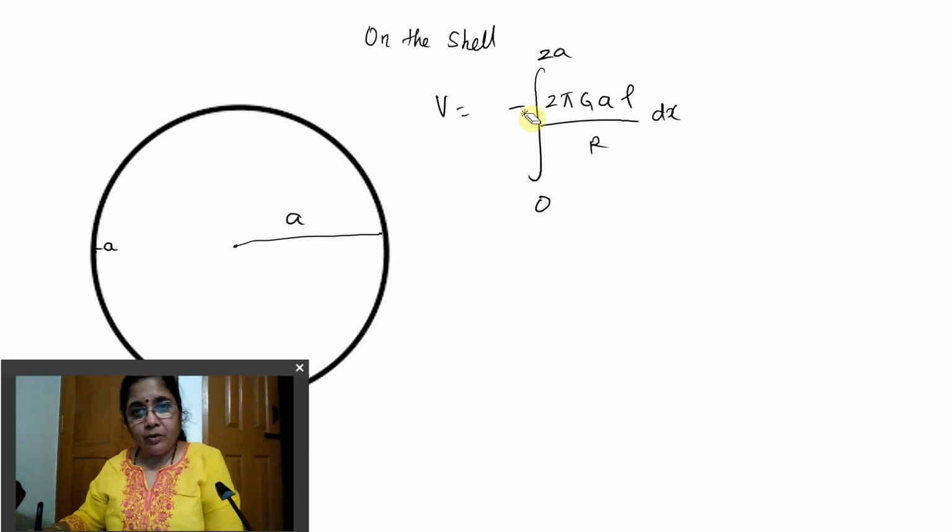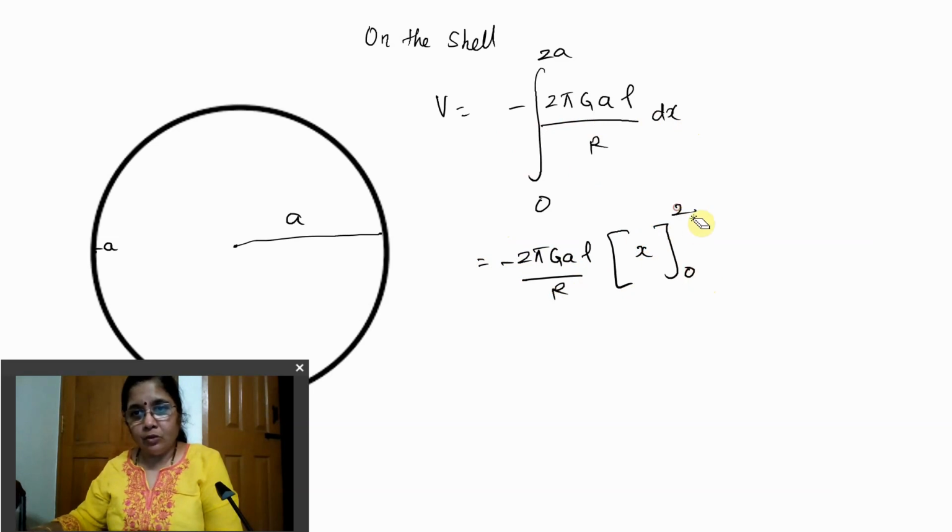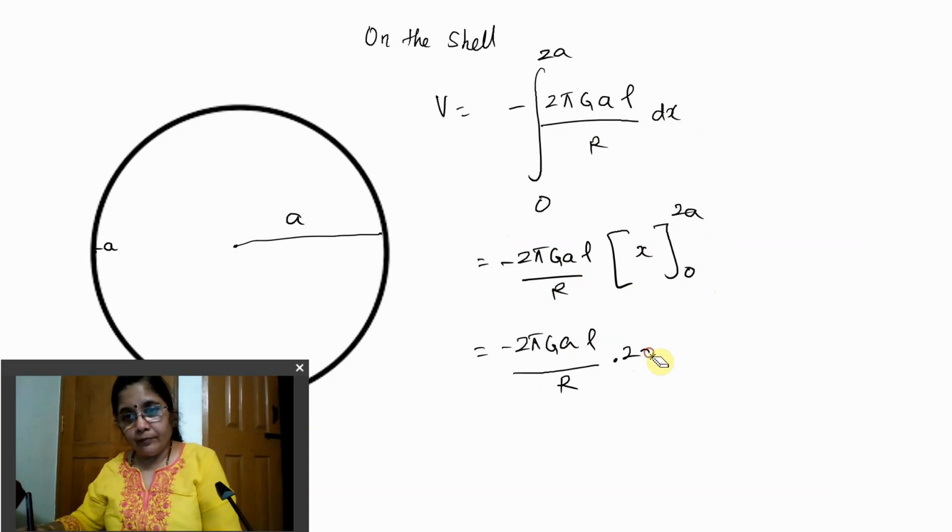So V is equal to minus 2 pi G a rho by R into dx. On integrating, what will you get? Minus 2 pi G a rho by R, x between limits 0 to 2a. So what will you get here? Minus 2 pi G a rho by R into 2a. Am I right?